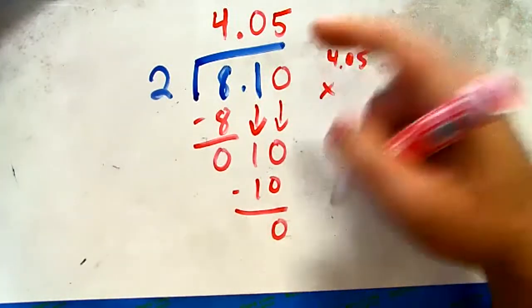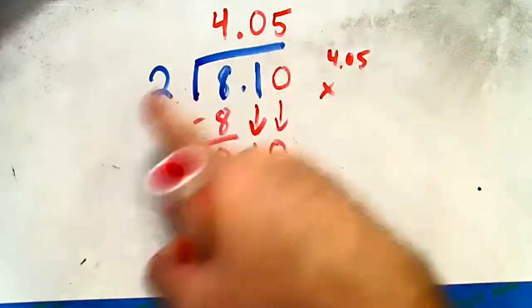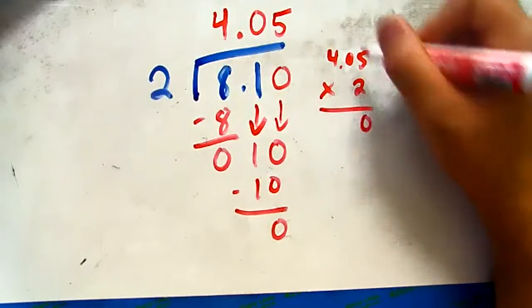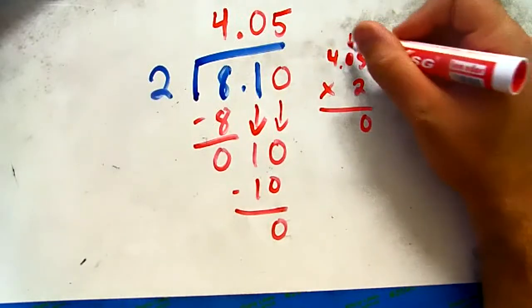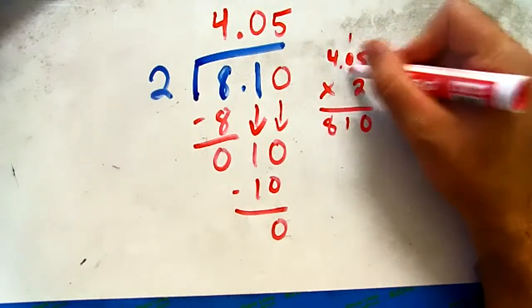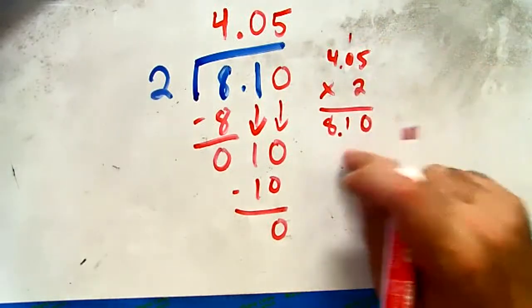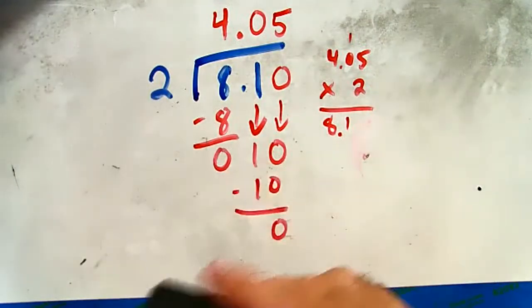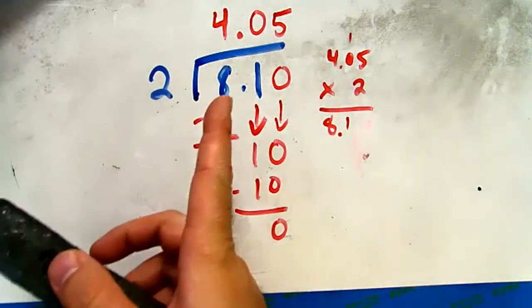It's always a good idea to check your work. 4.05 times, that's your answer, your quotient, times 2. Let's see, 5 times 2 is 10. 2 times 0 is 0, plus 1 is 1. 2 times 4 is 8. There's 2 decimal places, 8.10 or just 8.1. So that's the first way of doing long division, when there is a decimal dividend and a whole divisor.